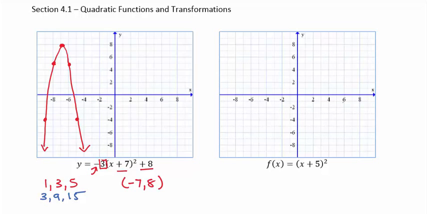For this one, if you need to fill it in, I know it looked empty, the vertex here is going to be at negative 5, 0, and up front we have a positive 1, so we're not going to get any effect to our pattern there. So I just have to find negative 5, 0. It's opening up, and so then I just use my pattern. 1, 3, 5. Do the same thing on the other side.